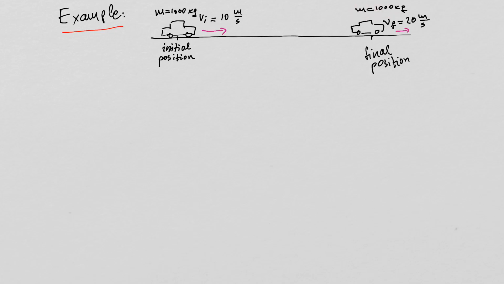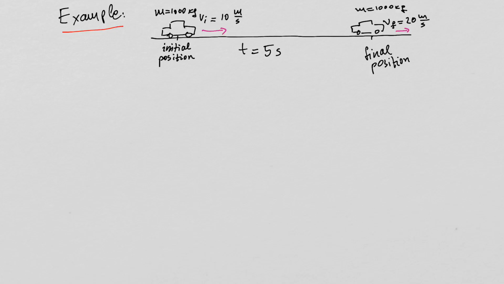So the mass remains the same, but now the velocity of the car is different. Final velocity of 20 meters per second. So the velocity changed from 10 meters per second to 20 meters per second. And I also measured the time for this change, and so the time would be 5 seconds. So it took 5 seconds for the car to increase its velocity from 10 meters per second to 20 meters per second.